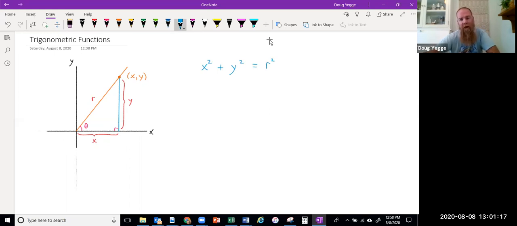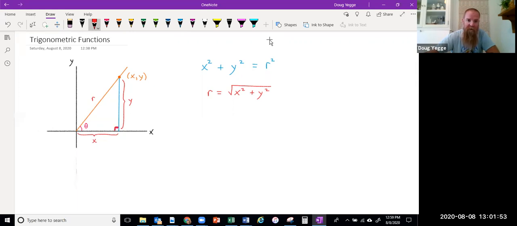Now notice when I square x, I get a positive number. When I square y, I get a positive number. When I add these two positive numbers, I get a positive number. So when I take the square root of both sides, we should recognize that r can be found by simply taking the square root of x squared plus y squared. So this shows us a relationship between the three sides of a right triangle. Okay, most importantly, it is a right triangle.